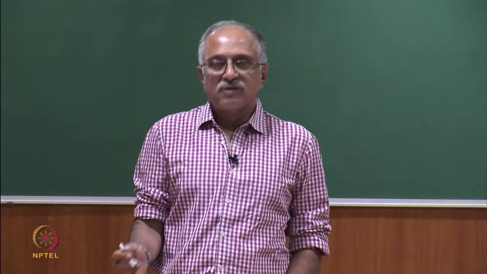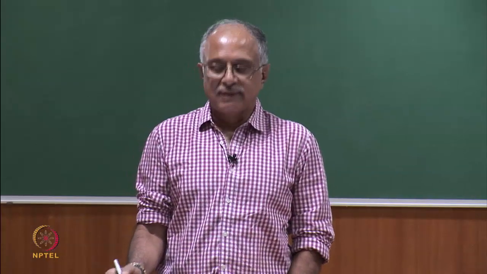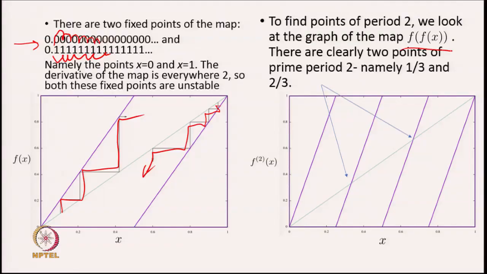To find points of period 2, we look at the graph of the map f of x. And f of x is the map I have shown over here in purple. 0 to 0.25, 0 to a quarter gets mapped into 0 to 1, quarter to a half again gets mapped 0 to 1, and so on and so forth.